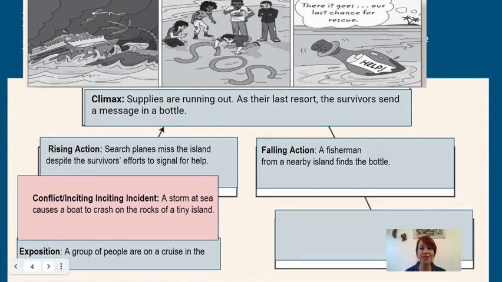We're almost to that resolution or solution, which is the fisherman rescues the survivors. He finds the bottle, he goes to the island, he rescues the survivors. That ties up the loose ends of our story, and it also solves the problem. So this is a visual example of the plot of a story. We have our exposition, our conflict, our rising action, climax, falling action, and resolution. Up next, we're going to practice this together with a written story example.